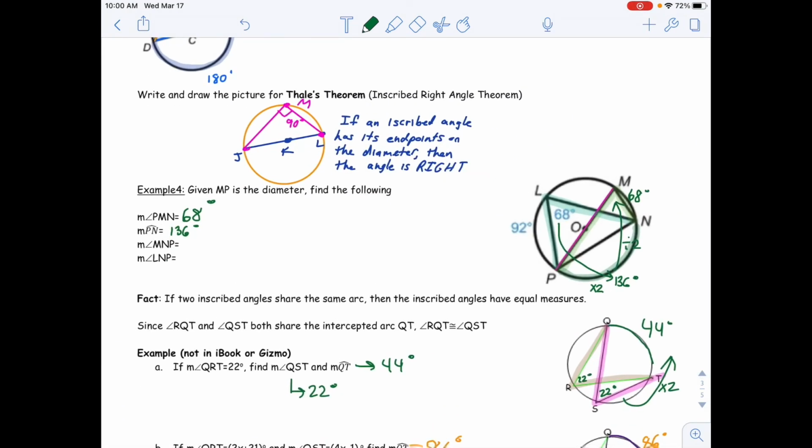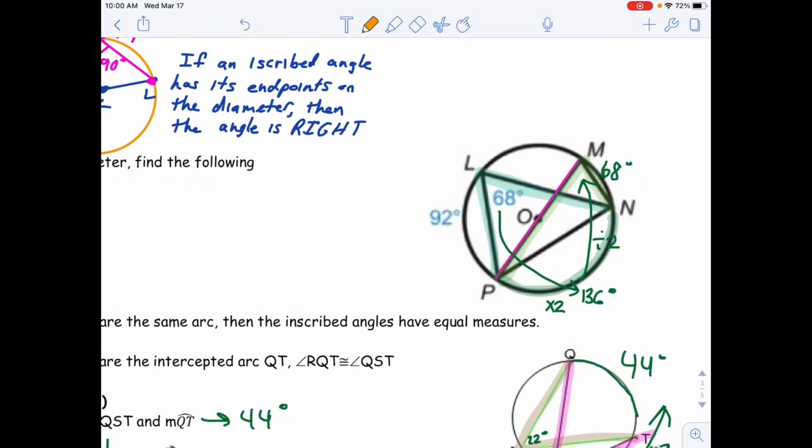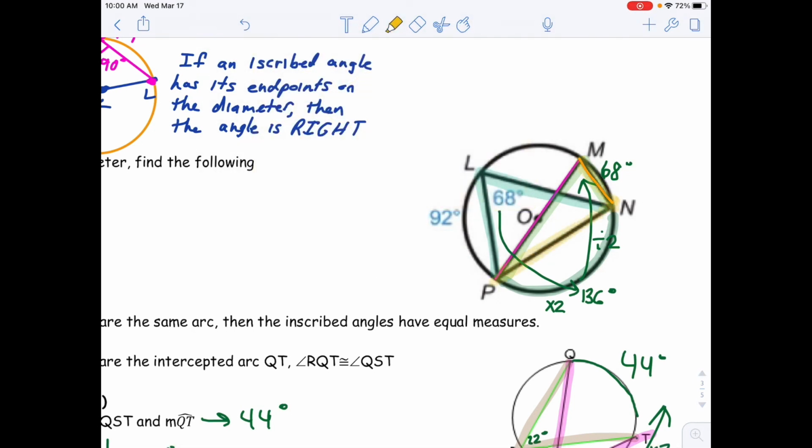Now I need to find the measure of angle MNP. MNP. Oops. All right. Notice how its endpoints are on the diameter. Thus, I immediately know that this is a right angle. I know it's 90 degrees.